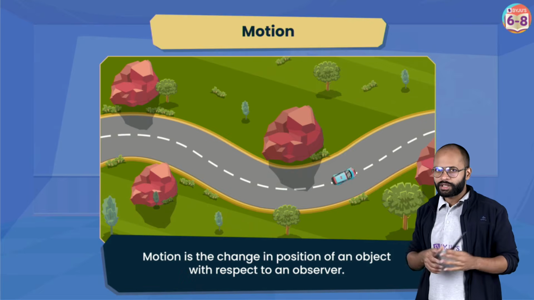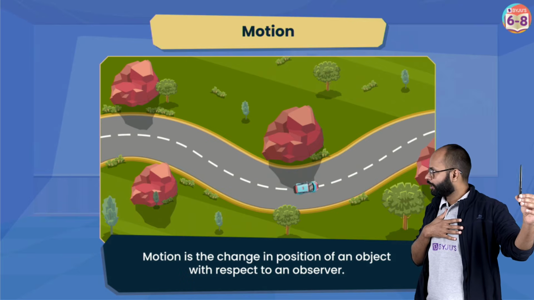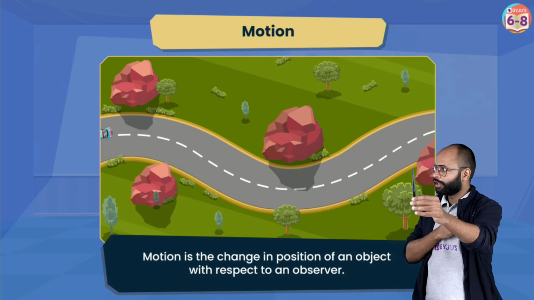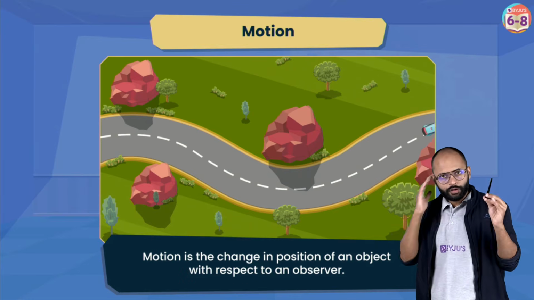If I am an observer, and this object is changing its position, meaning I saw it here a moment ago and now it is here, oh, the position is changing. For me, this is moving. Correct? For me, this is moving.